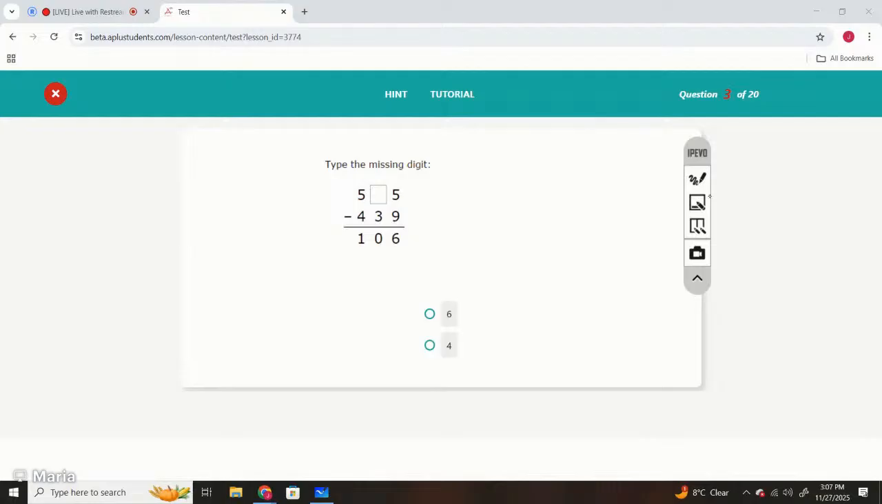Okay, so we cannot subtract 5 out of 3, right? We need to borrow 1 from here. The borrow makes 15. 15 take away 9 is 6.